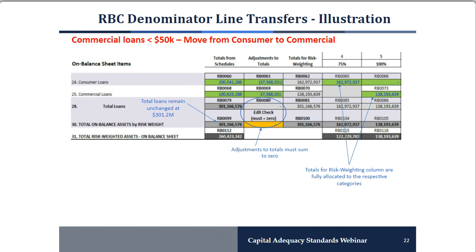This slide shows the treatment of commercial loans with balances under $50,000. Unlike the loans section of the call report, the RBC schedule requires loans used for commercial purposes to be categorized and risk-weighted with commercial loans regardless of their loan size. In this example, about $37.5 million of consumer loans have been transferred to the commercial loans row via the adjustments to totals column. Those transferred loans must be fully allocated to the appropriate risk categories as shown on the slide. Please note that the sum of the adjustments to totals column once again equals 0. Total loans also remain unchanged.